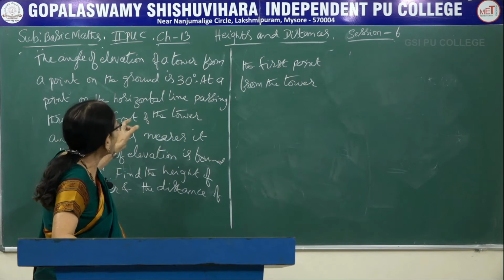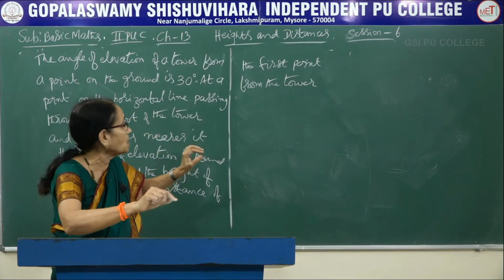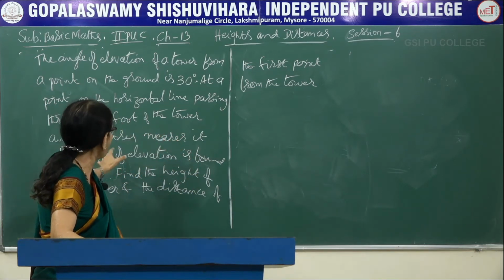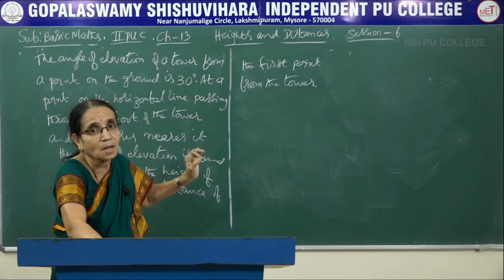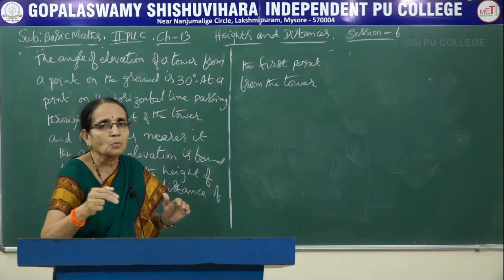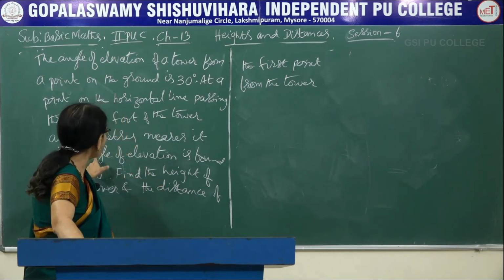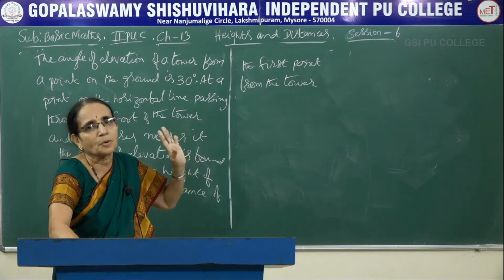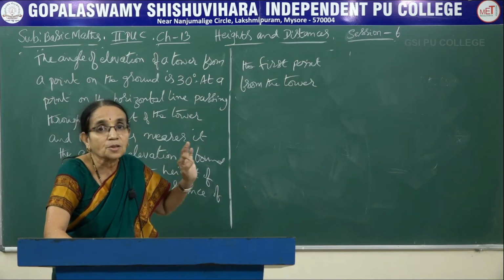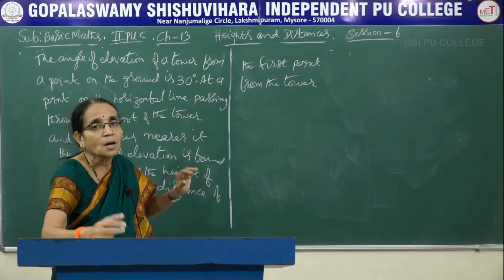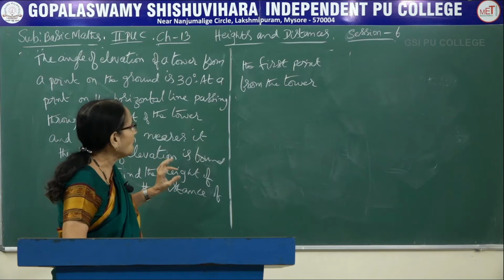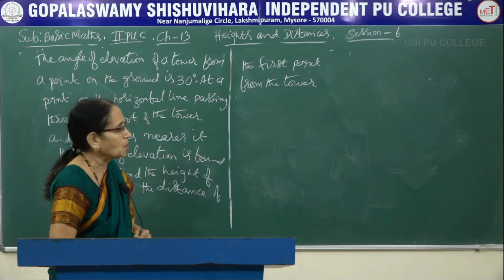Now, at a point on the horizontal line, that is the same horizontal line on which the tower is standing, passing through the foot of the tower and 100 meters nearer it. That means he moves towards the tower. He was standing at a particular point, and he moves towards the tower. How much? 100 meters, and again he observes the top of the tower. Then he finds that the angle of elevation is 60 degrees. The angle has increased to 60 because he has moved towards the tower. Then what do you have to calculate? The height of the tower as well as the distance of the first point from the tower.